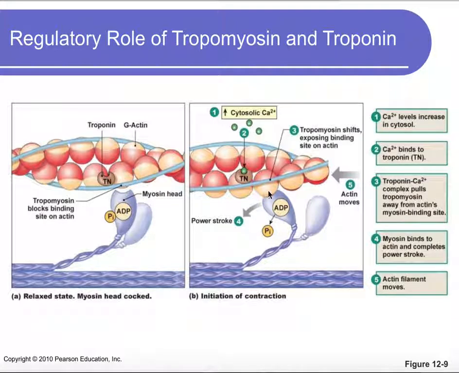And so now the myosin binding site on the G-actin molecule is exposed, so the myosin head will reach up and form a crossbridge. A crossbridge is just a connection between the thin and thick filament, and then you will have your power stroke. And that's when the hinge does its job, which is to hinge. And that's your contraction.